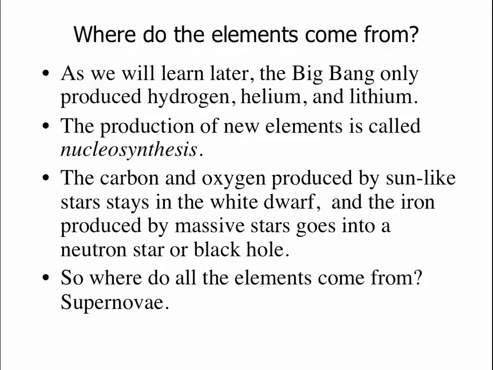So let's talk about one important thing of supernovae, and that's where do elements come from? Later in the class we'll learn that the Big Bang only made three elements: hydrogen, helium, and lithium. And of those, we are made of hydrogen in the sense that water contains hydrogen, but we also are made of many other elements: carbon, calcium, oxygen. Where did those come from? They didn't come from the Big Bang.